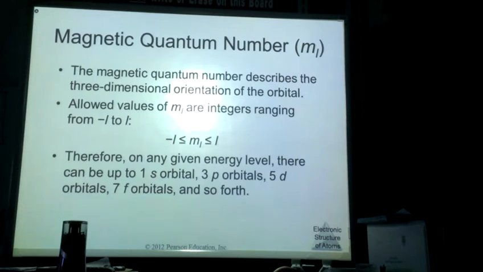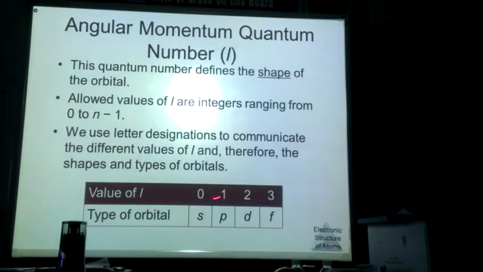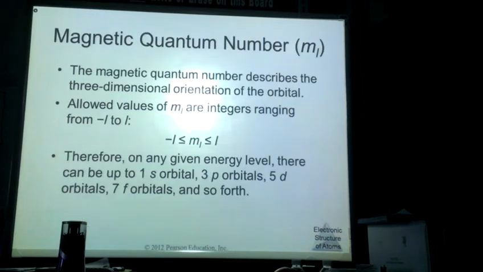Then for d orbitals, the value of L is 2, so I could go from positive 2, positive 1, 0, negative 1, negative 2. That gives me 5 values. So d can take 5 different types of orientations in terms of what shape its electron cloud can make. And then theoretically f should give me 7 different shapes, okay?